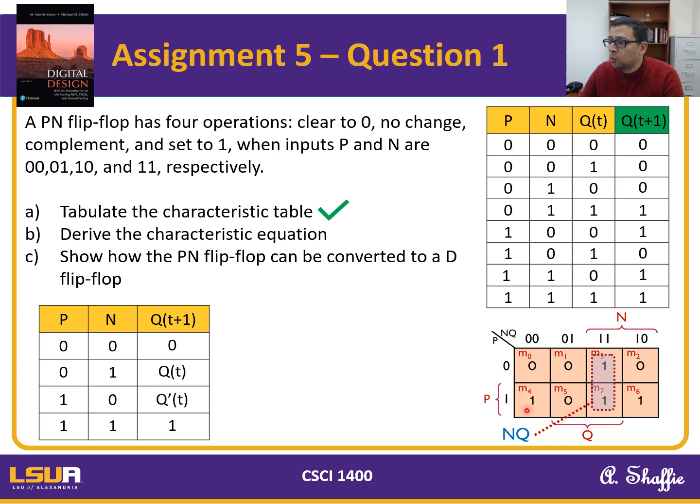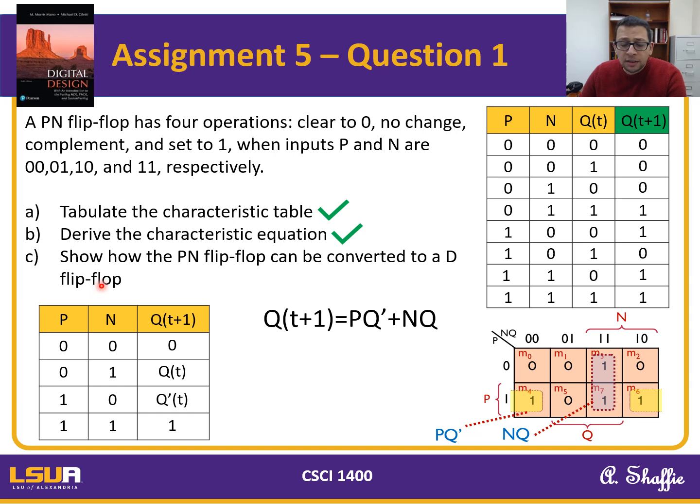So I need to cover these 2 ones. I can cover these 2 ones together. Don't forget that this column and this column are adjacent from the other side. So I can cover these 2 ones together like this, and I will have this minterm, which is PQ dash. Now I can say that since I covered all the ones, the characteristic equation will be Q(t+1) equals PQ dash plus NQ. Here Q is Q(t), which is the current output. So now we derived the characteristic equation correctly.